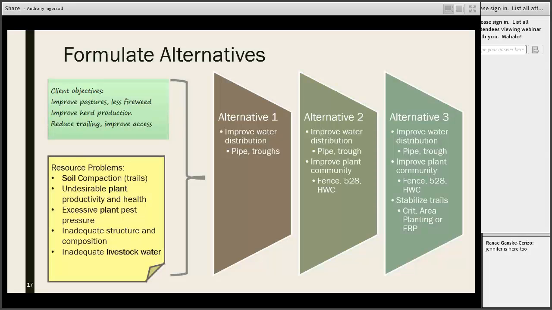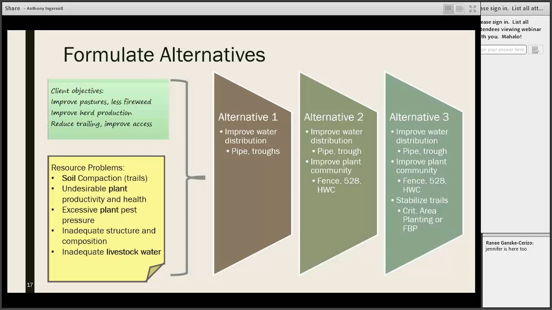So we had problems related with the soil, the trailing within the soils and the compaction that was happening in there, how it was limiting access. We had lots of problems with the plant community as far as the productivity and health, the excessive plant pest pressure, the structure and composition is really not where the client would like it to be for grazing, and he's got a very inadequate livestock water system.